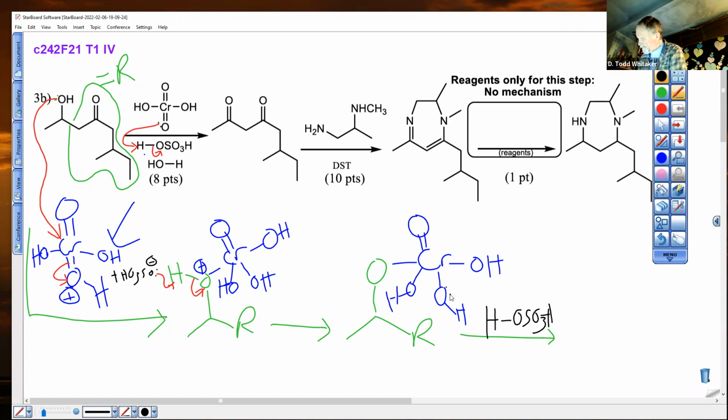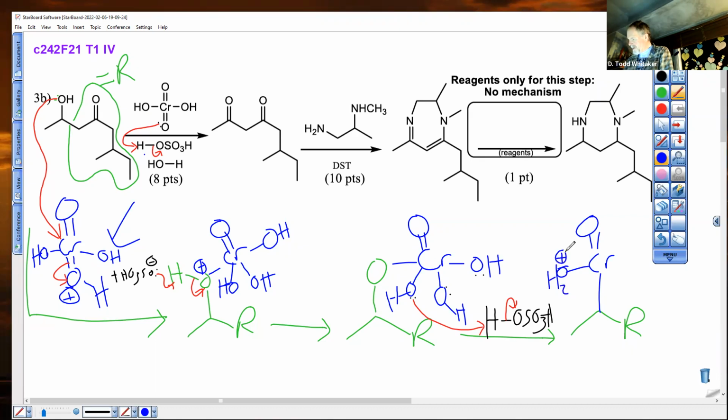Protonate the O, whichever O you want. We got 3 of them. One of them's got to go as water. I'll just pick this one. And we're going along here. We've got our chromium. We got our oxonium ready to leave. I almost forgot my oxygen up here. Nope, I just didn't draw it right. My goodness.